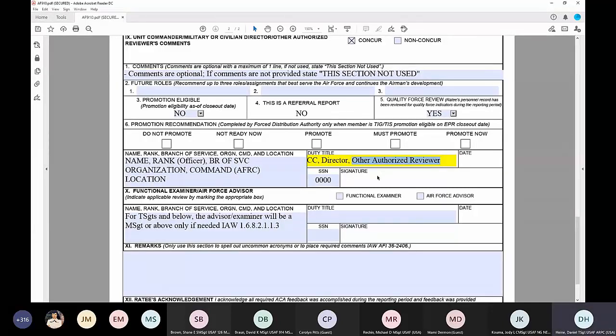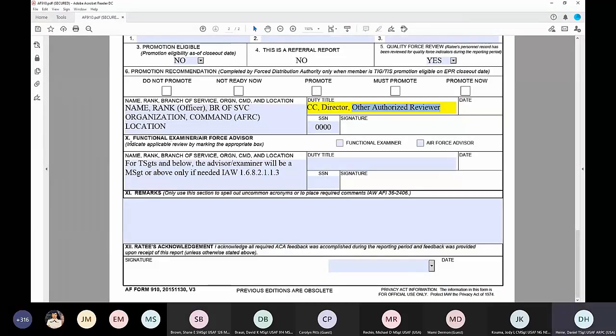And then section 10, this should rarely, if ever, be used. This is where a functional examiner or Air Force advisor will complete and sign. A functional examiner would be used if a member is part of a unit, but their AFSC is kind of unknown to the commander. So the commander isn't quite sure. This would go back to someone in that member's AFSC to review the report, make sure it falls under that job's guidelines, and sign and date.